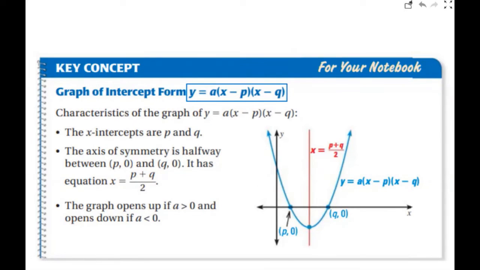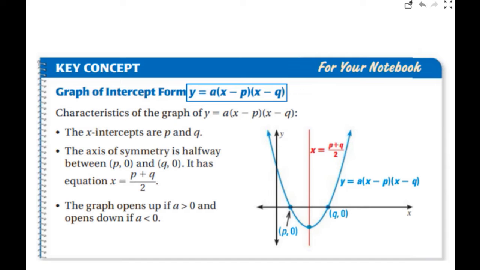So a quadratic function may have 0, 1, or 2 x-intercepts. We can represent a quadratic function in the intercept form only if we have at least one x-intercept. So the equation of the intercept form is given as y equals a times (x minus p) times (x minus q), where p and q are the x-intercepts.